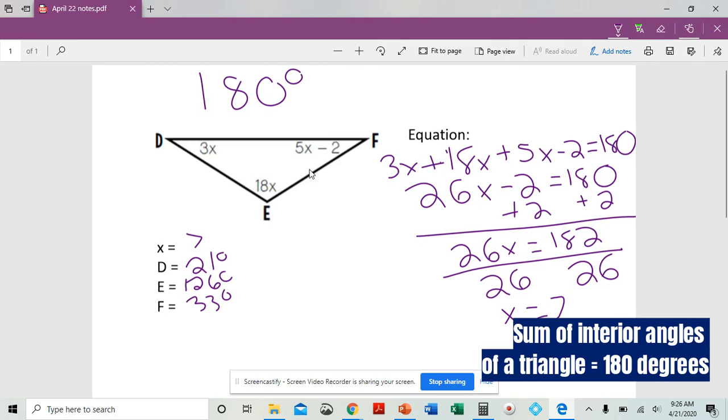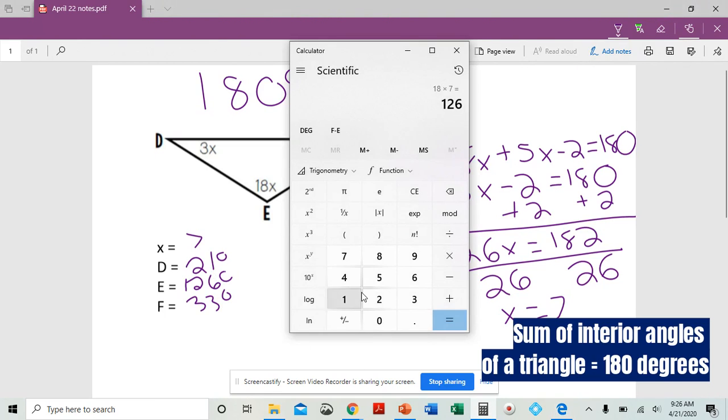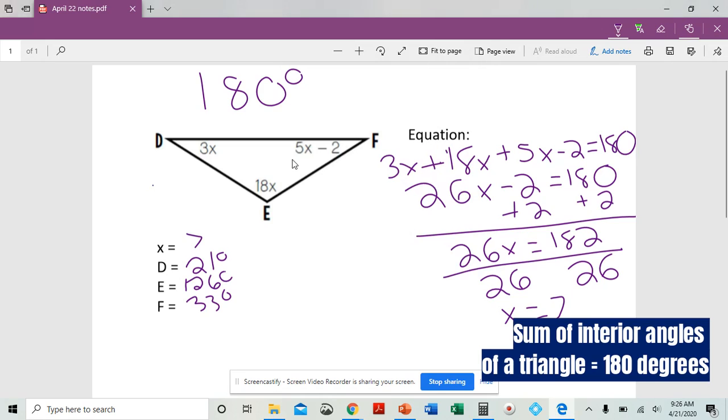Now, if we did this correctly, all three of our angle measurements are going to equal 180. So let's just double check ourselves. 21 plus 126 plus 33 equals 180. That means that we have solved correctly for the interior angles of this particular triangle. X equals 7, and then we could solve all three of our angles.